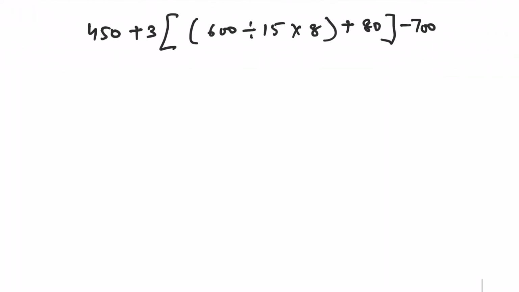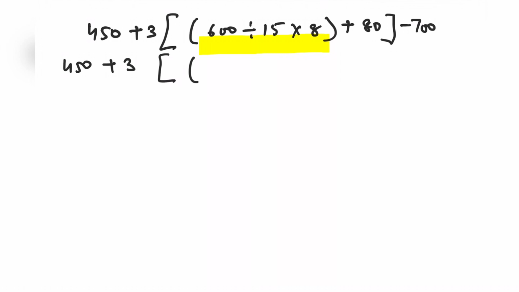Now in this sum we have two brackets. First of all, we solve the bracket, but there are two brackets, the big bracket and this small bracket, this one. We will solve the small bracket first, then we will write 450. In the small bracket, we will solve division first.